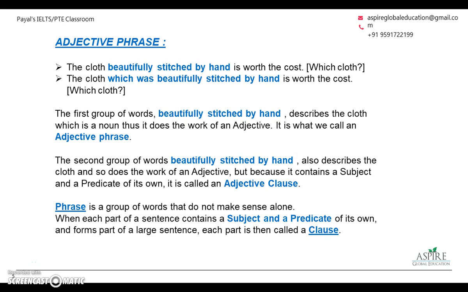Let's look at the next sentence. The cloth which was beautifully stitched by hand is worth the cost. Which cloth? Which was beautifully stitched by hand. So here, this group of words definitely describes the cloth, so it's an adjective, but they do have a subject and a predicate, so it's called a clause. So it is called an adjective clause.